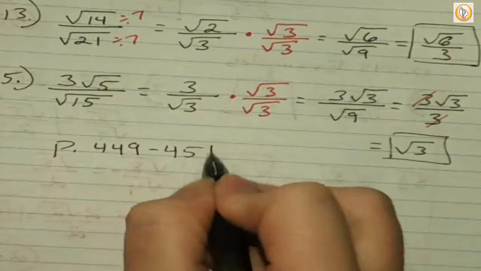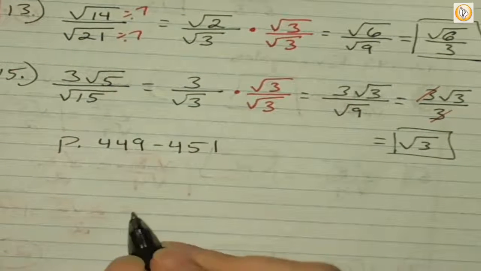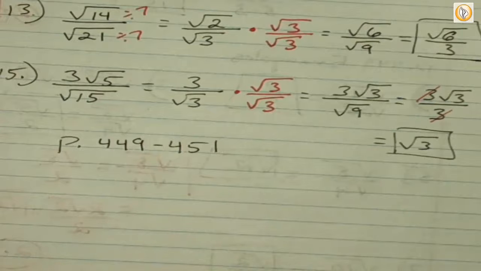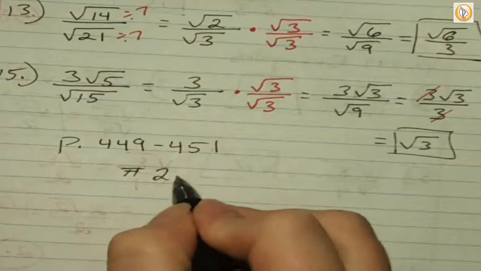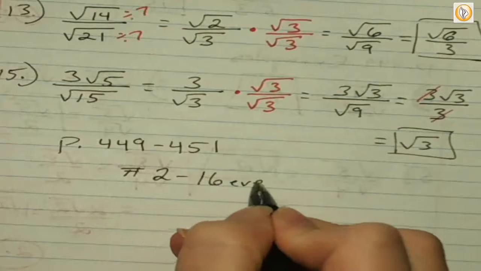Any questions? All right, so it's going to be that attention to detail. Slow and steady will win the race. You will do numbers 2 through 16 even.